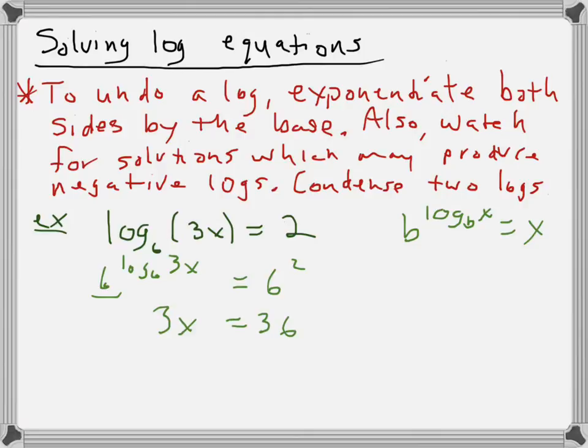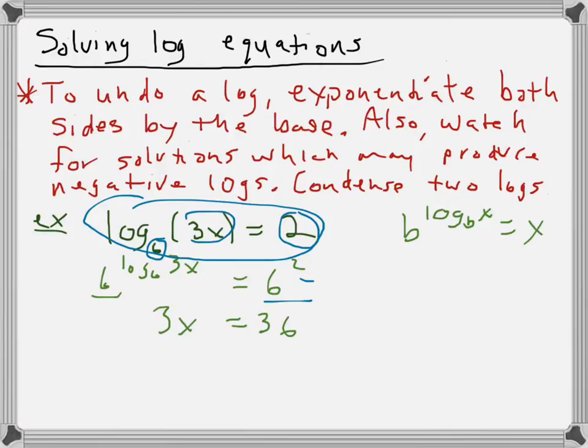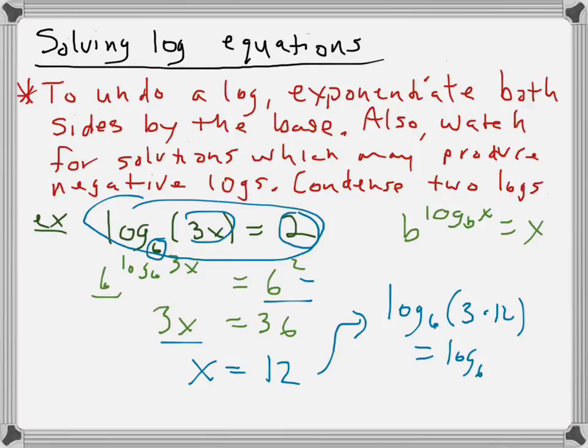Another way to look at it is that we learned how to rewrite a logarithm like this. We said 6 to what power equals this? So that's 6 to the 2nd power equals 3x in this case. Lastly, just divide by 3, and I got that x equals 12. Again, you should double check your answers on these logarithms to watch for negative logs. So this would be the log base 6 of 3 times 12, which is the log base 6 of 36, which does in fact equal 2, because 6 to what power equals 36? 2.